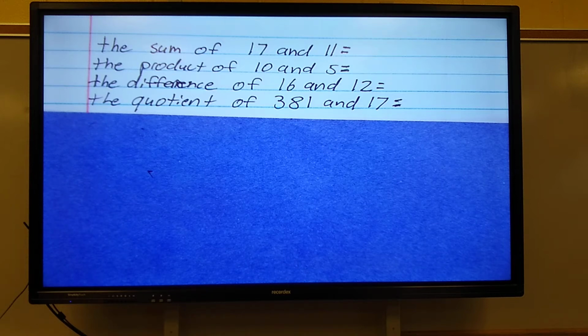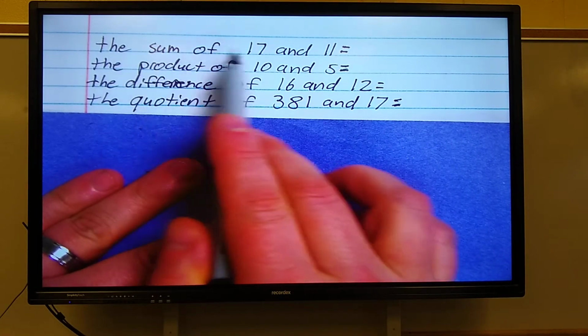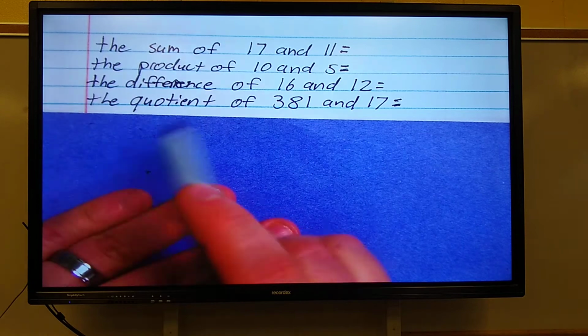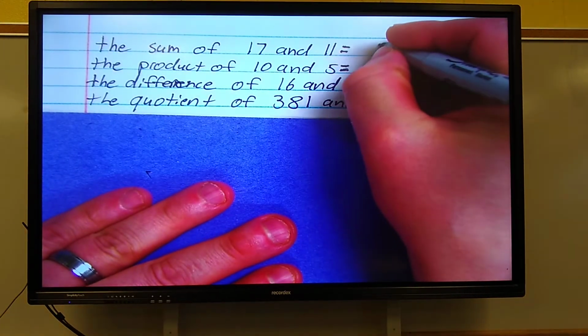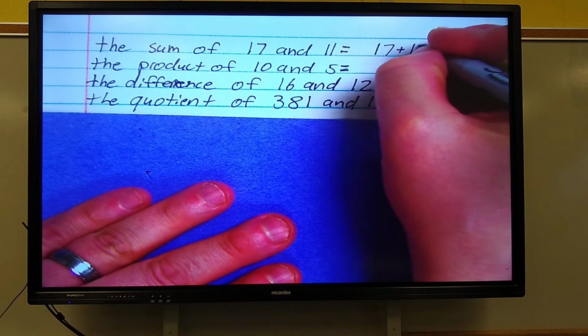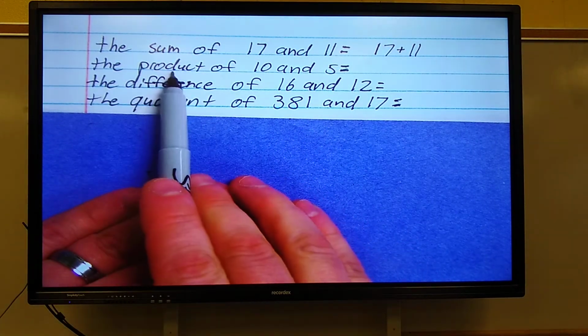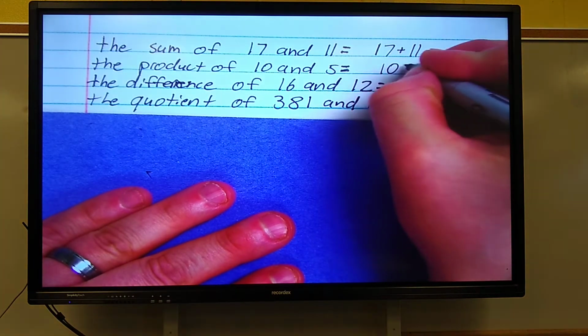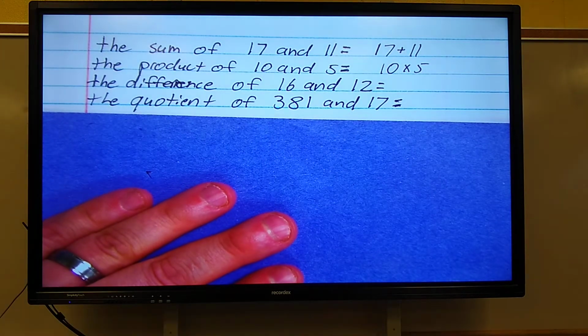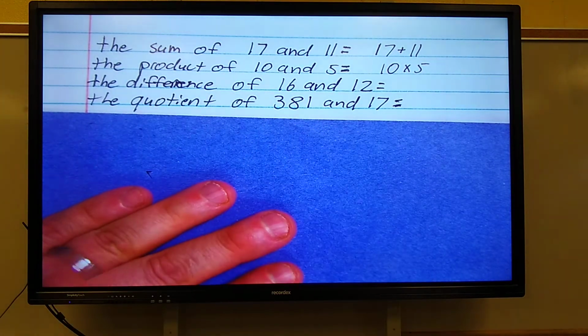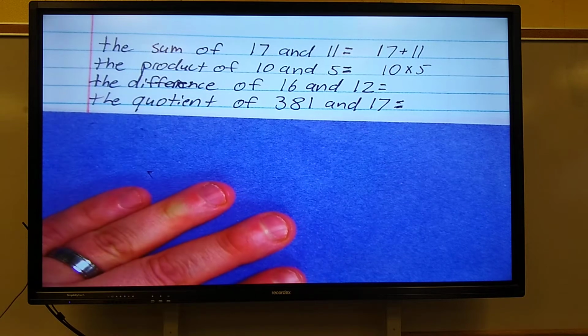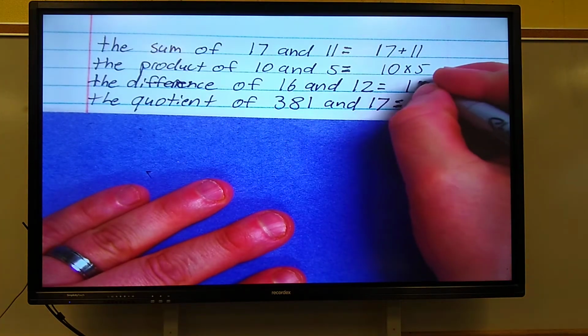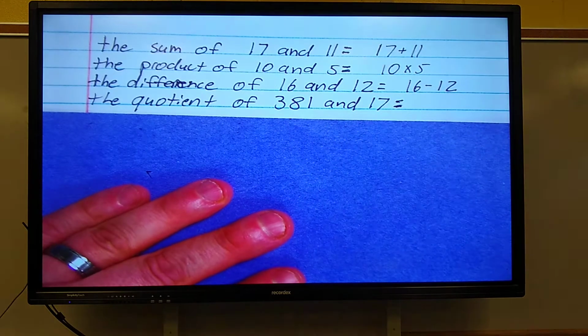All right, let's see how good you did. The sum of 17 and 11. Sum means addition, so you should have 17 plus 11. The product of 10 and 5. Product means multiplication, so you should have 10 times 5. The difference of 16 and 12. Difference is subtraction, so you should have 16 minus 12.